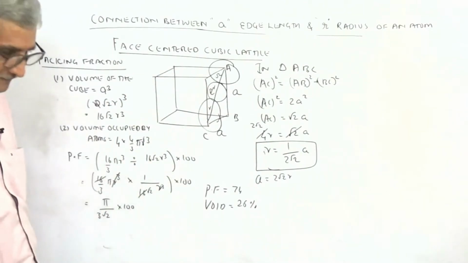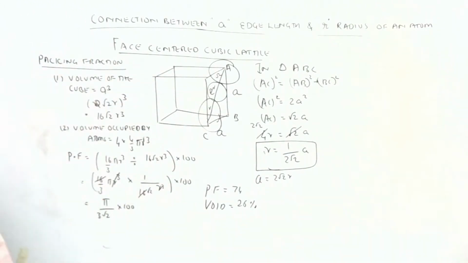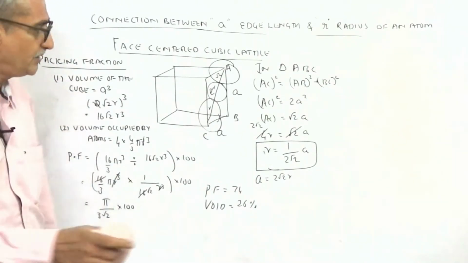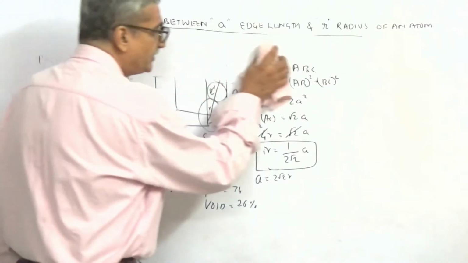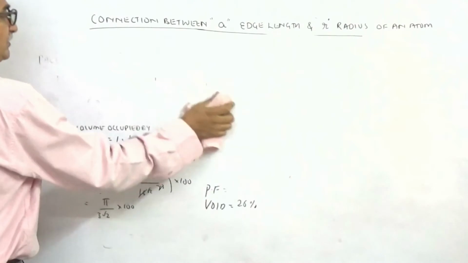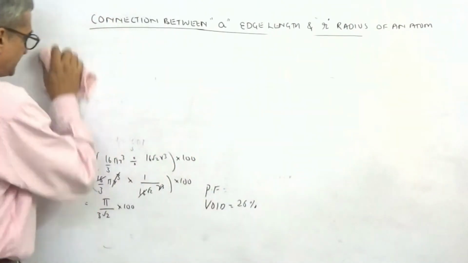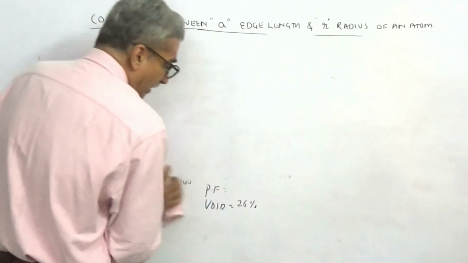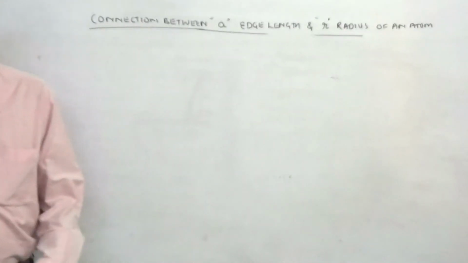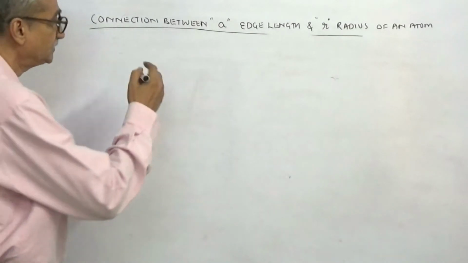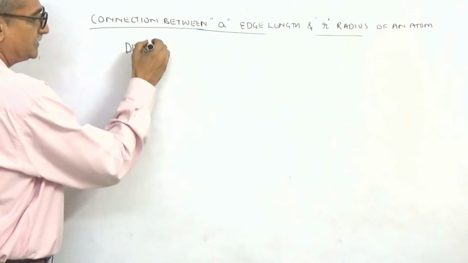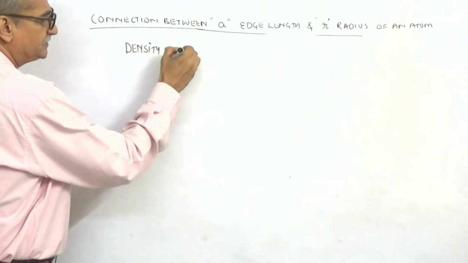Is this point clear? So now we come to a very important topic. If you look at the textbook, for each structure they have derived. The CBSE book has derived only one, that is the density of a unit cell. So the next thing we are coming to is the density of a unit cell.